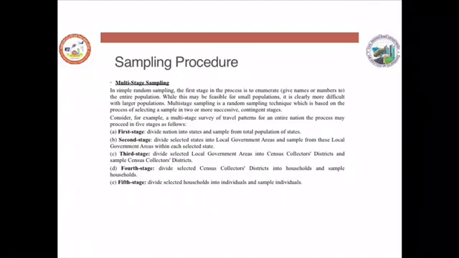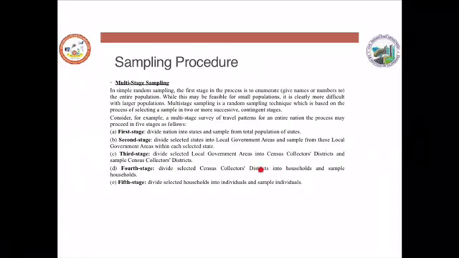In the second stage, we will divide states into local governments or areas, and samples have to be drawn from those local governments. In the third stage, we divide local governments into census collectors or districts. Fourth stage, divide the districts into households, and a sample has to be taken. And last, in the fifth stage, they divide the households into individuals, and the samples have to be collected.